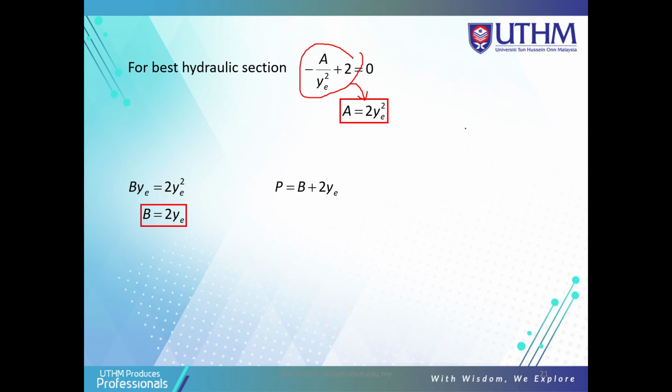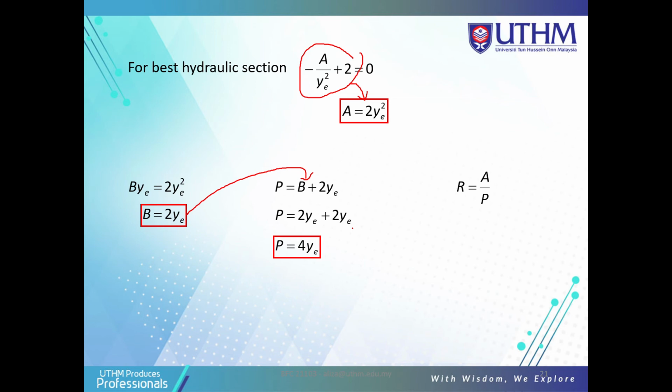P is B plus 2 Y E. You put B into this one, and you get P is equal to 4 Y E. This is Y E for effective. Actually, it is Y effective, for the best hydraulic section or most effective section. That's why we use the Y E.